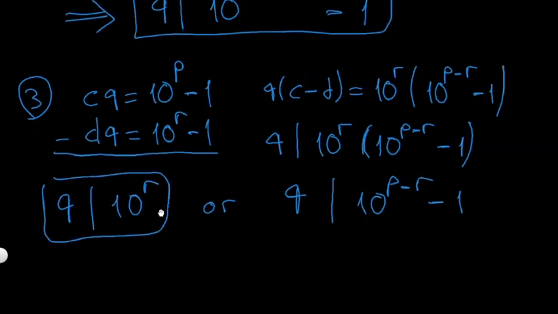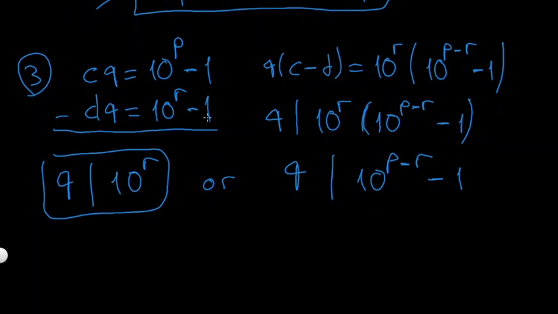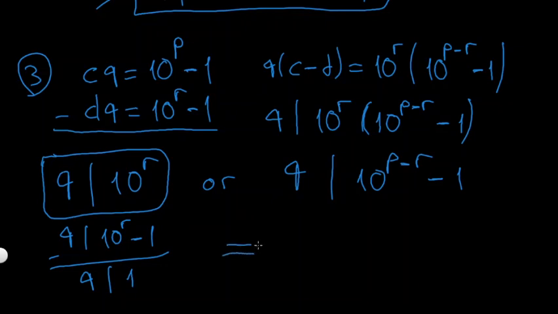So can this be the case? Well, this is a bit weird because I know that q divides 10^r - 1. So if q divided 10^r, I could subtract these two, and I would get that q would divide their difference, which is just 1. Well, no prime number can divide 1, so this is a contradiction. Okay, so q cannot divide 10^r. So from here, I have to admit that q divides 10^(p-r) - 1.